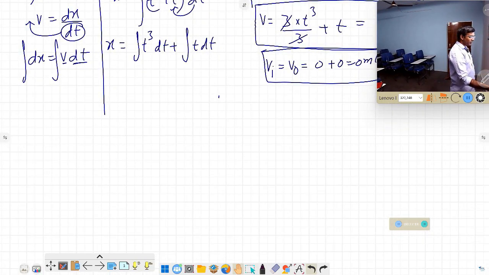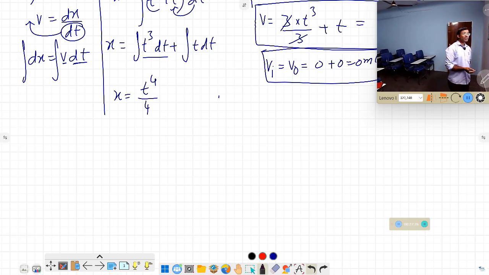After solving this, we will get the required answer in terms of time function: x equal to integral t cube dt. I am writing it as t power 4 by 4 because it is in the form of x power n. Just before we wrote the formula x power n plus 1 by n plus 1, plus integral t dt. Here, 1 is also in the x power n form. In the place of x we have t, in the place of n we have 1. So if you integrate this one, we are going to get t squared by 2. So if you solve this, x equal to how much are you going to get? t power 4 by 4 plus t squared by 2.